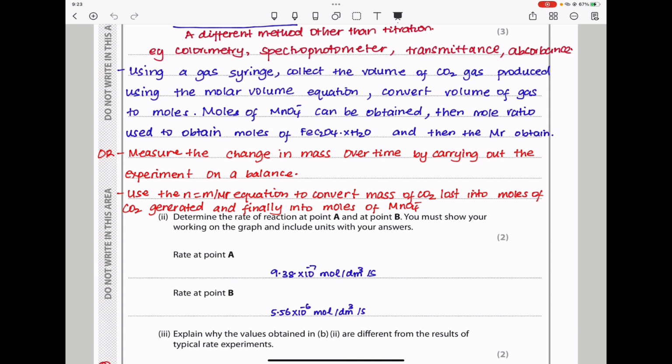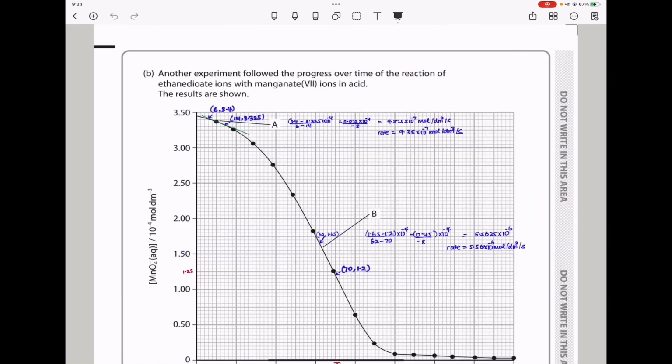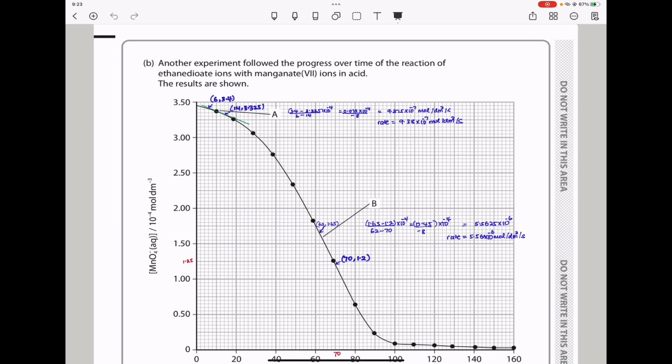You must show your working on the graph and include units with your answer. So going back here at A, I drew a tangent at that point, and then the points I use for calculating the rate are that point as well as that point. Then my rate was 3.4 minus that divided by that minus that, which gave me about 9.38 times 10 power negative 7 mole per decimeter cube per second.